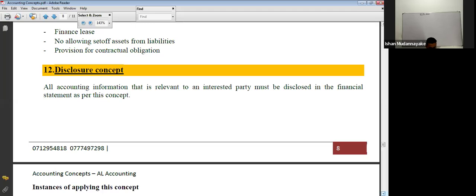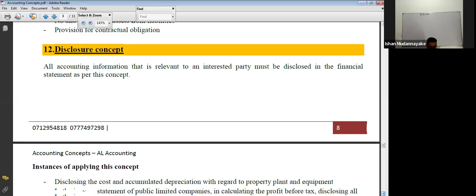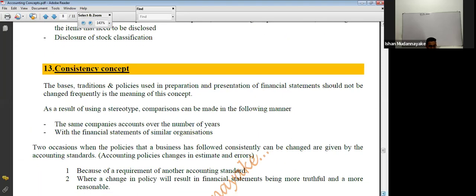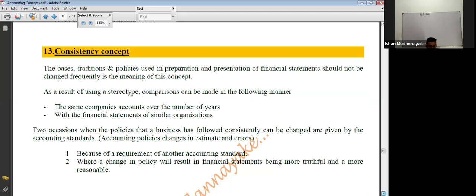Disclosure concept. All the information relevant for the interested parties should be reported, should be disclosed. Disclosure concept. And then the consistency concept: the accounting policies of the business organization should not be changed from time to time.